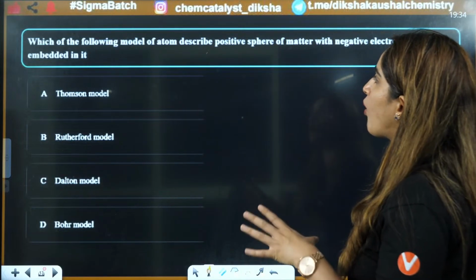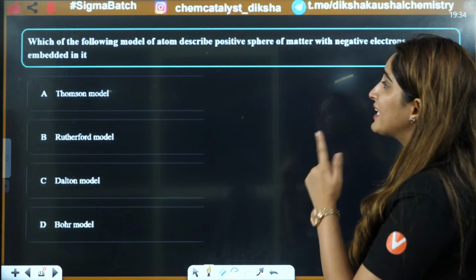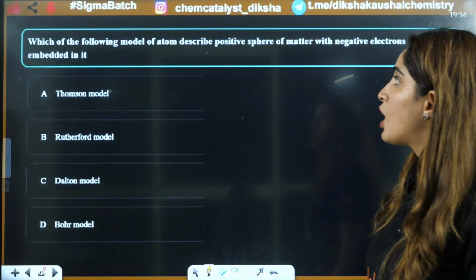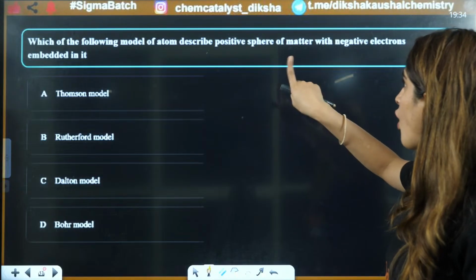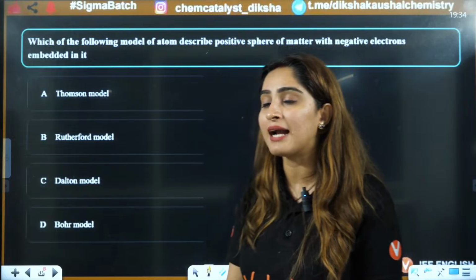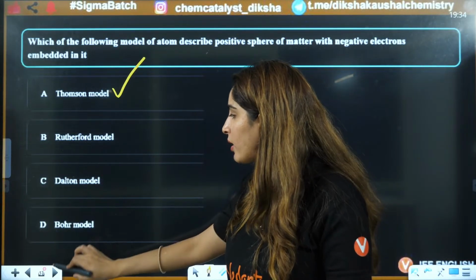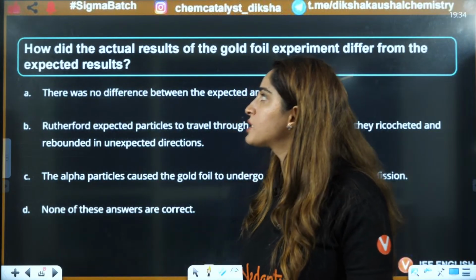Which of the following models of an atom describes a positively charged sphere of matter with negatively charged electrons embedded in it? That is by which model? By the Thomson model. So the answer is A, Thomson model.